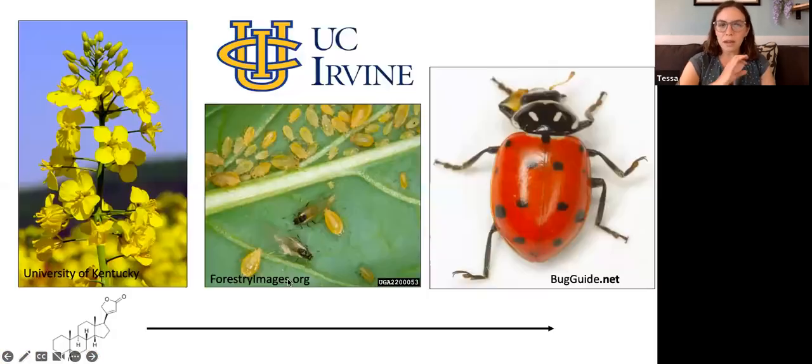So a little bit more about myself. I did my undergraduate degree at UC Irvine, and I started my research career working with tritrophic interactions, which means the interactions between a plant, an herbivore, and its predator. So I started with canola and aphids. I've been working with aphids since 2012 or 2013, for a long time now, and ladybugs and parasitoid wasps. And I was studying how the chemistry of the plant interacted with the downstream herbivore and predator.